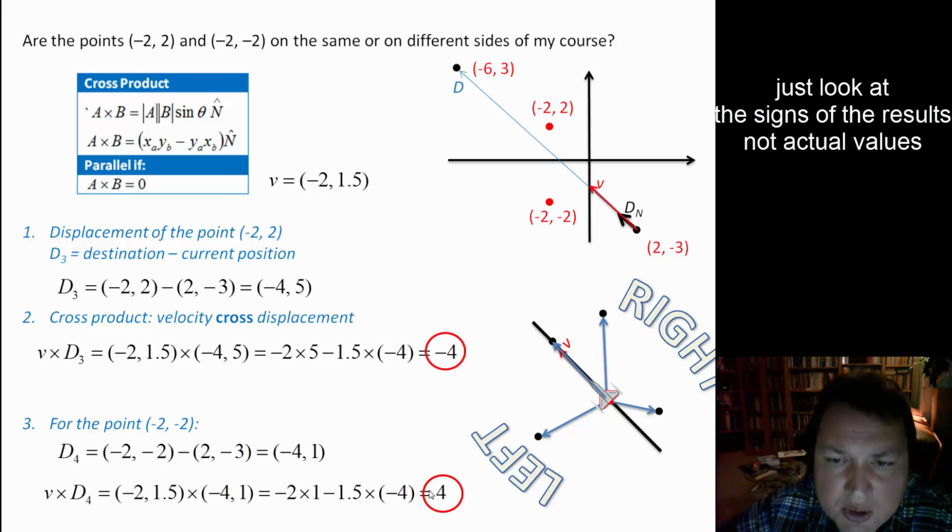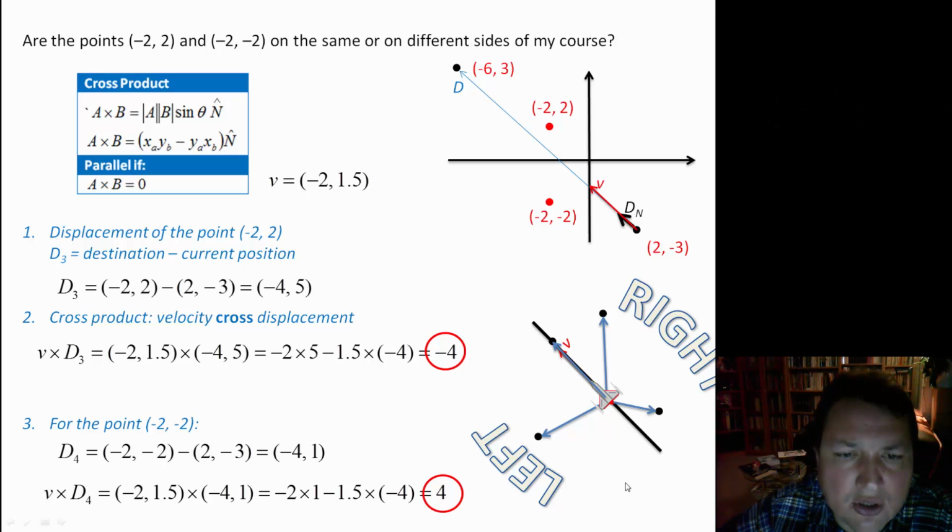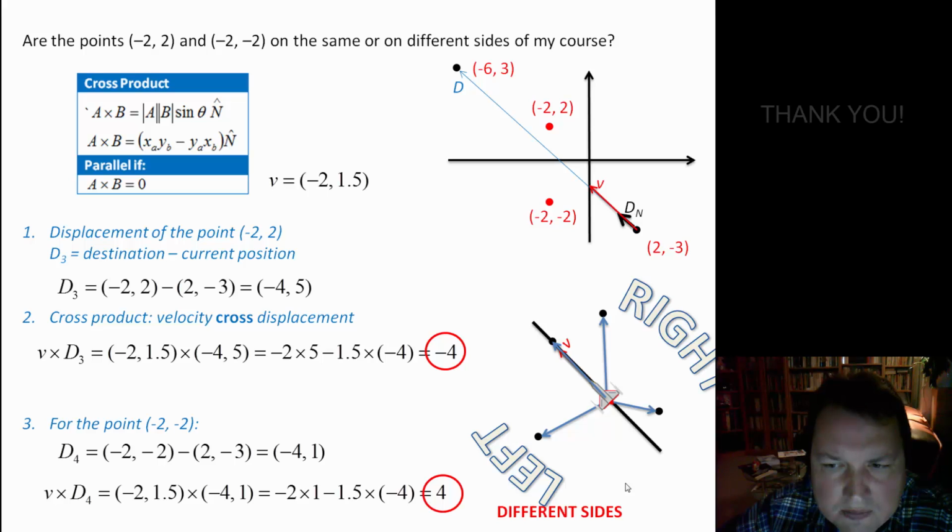Comparing both results, you can see that they are on two different sides. We have one negative value, one positive value, so the conclusion is these are different sides of the course.